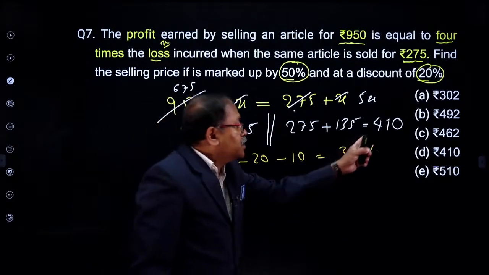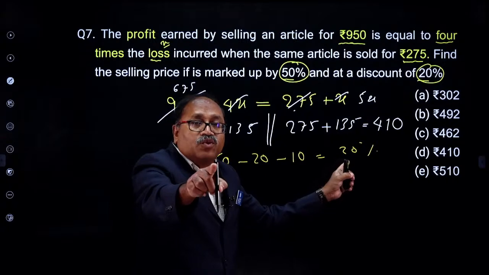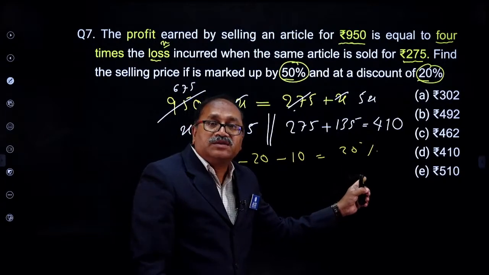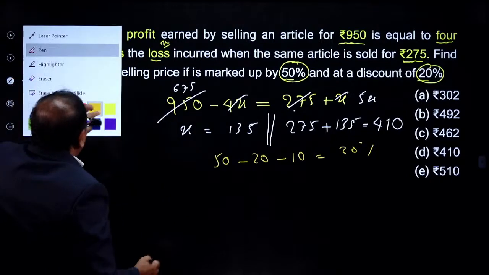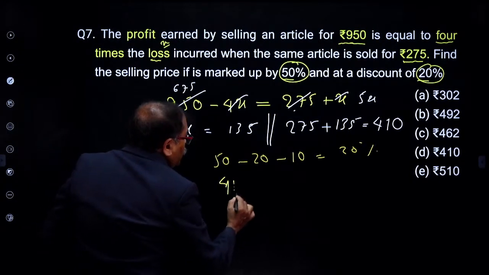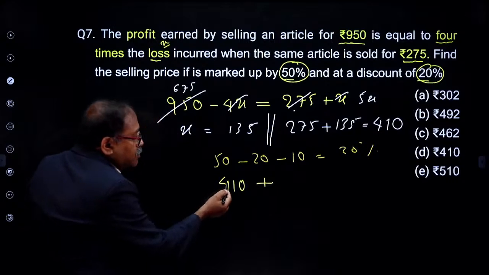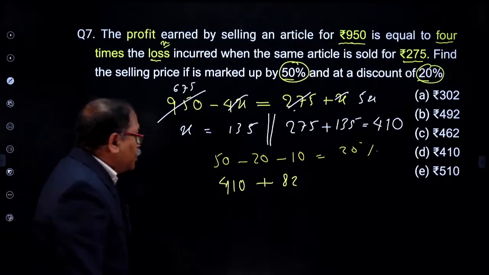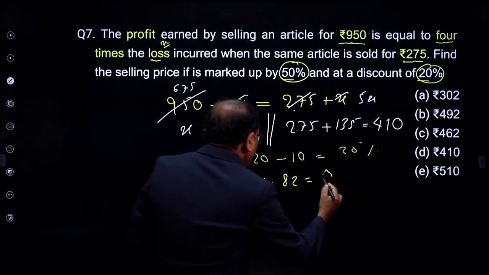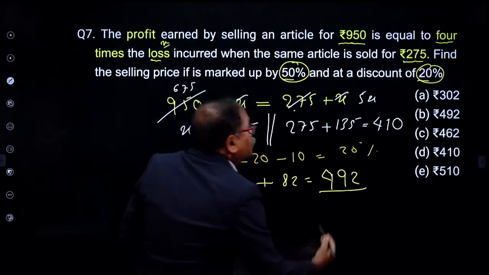I know the cost price and the profit is 20%, so I can find out the selling price. So what is that selling price? In whatever way you want, you can find it out. That is 410 plus 20% of this, which is 82. Then you are getting 492 as the answer.